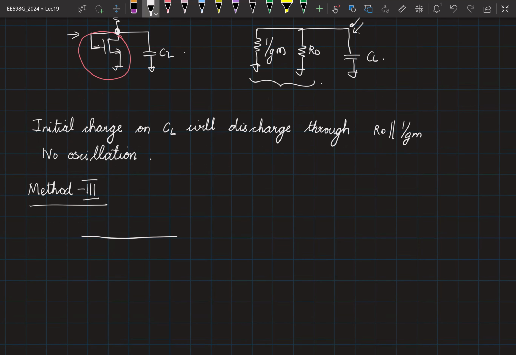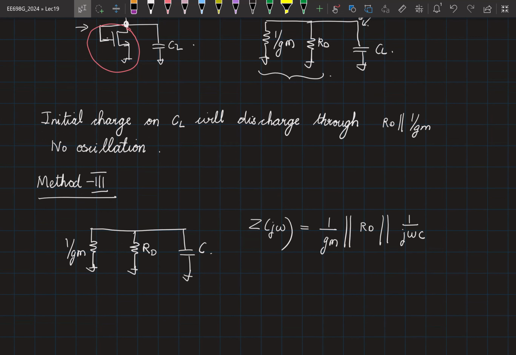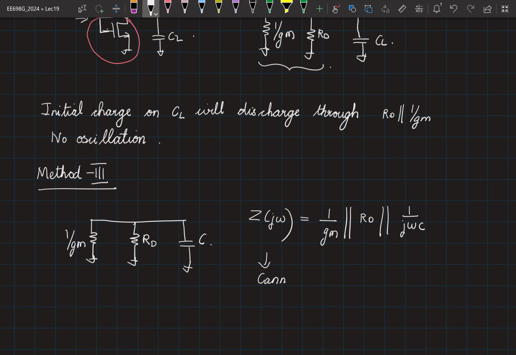So I can sketch the circuit as 1 by Gm, then a resistor, and then a capacitor. What is the equivalent impedance? The parallel combination of all three, which is equal to 1 by Gm parallel RD parallel 1 by j omega C. Can this go to infinity at any frequency? At DC, it is a parallel combination, so even if one is a resistor, Z of j omega cannot go to infinity. Therefore, no oscillations. So we have verified that the same circuit is not going to oscillate using three different methods.